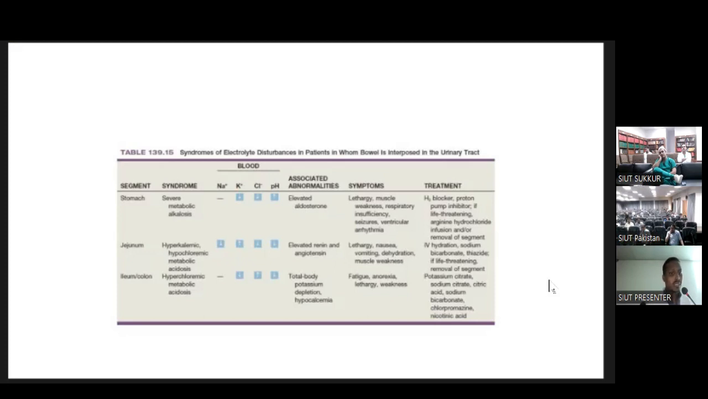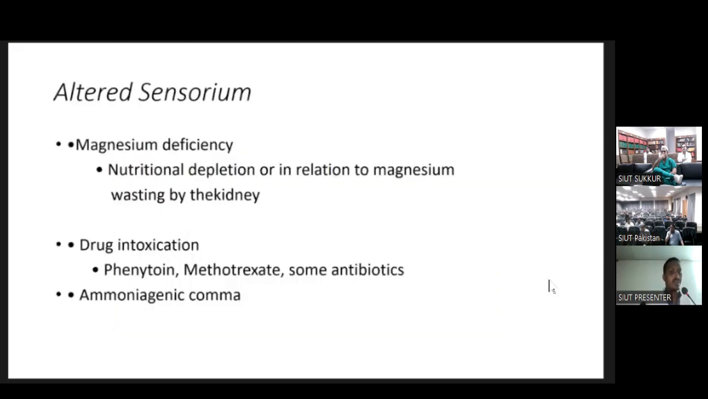And with the ileum and the colon, it causes a hyperchloremic metabolic acidosis, with total potassium depletion and hypocalcemia, fatigue, nausea, lethargy, weakness. For this one we can give sodium citrate, sodium bicarbonate, chlorpromazine and nicotinic acid as medication to the patient.